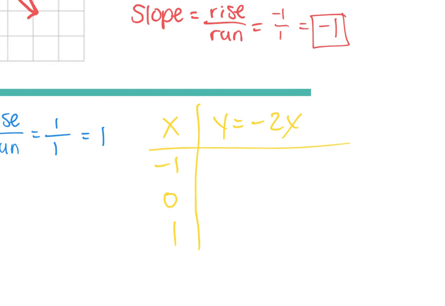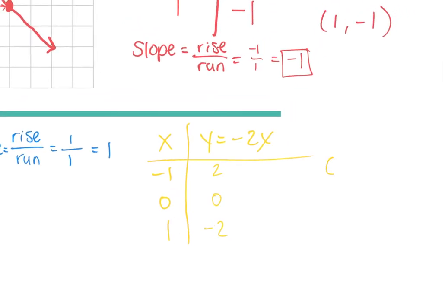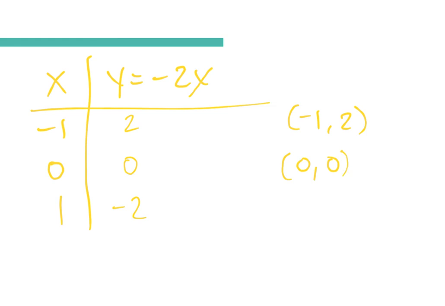Brooke, help me out. What do I get when I plug in x equals -1? 2. 0. And 1? -2. So we've got 3 points. -1, 2. We've got 0, 0. 1, -2. JJ, wake up.